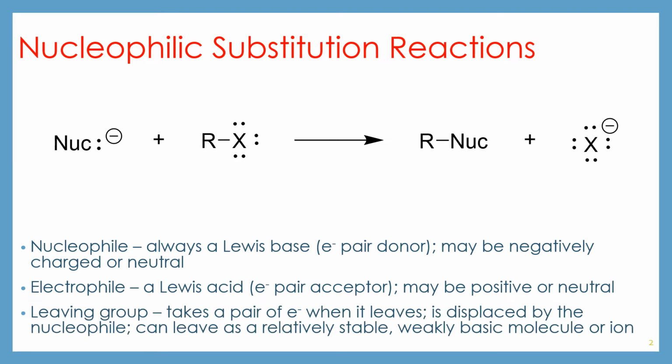A leaving group is a species that takes a pair of electrons when it leaves. It is displaced by the nucleophile. And most importantly, a good leaving group can leave the molecule as something that is relatively stable. So this is going to be a weakly basic molecule or ion.